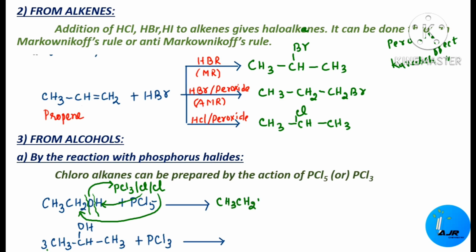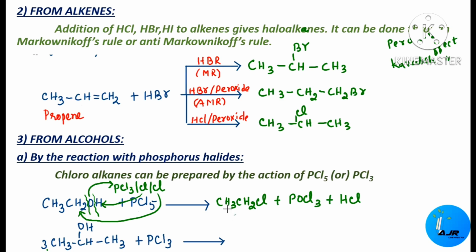plus, what's the next product students? This O is getting added up to this PCl3, is it not? So POCl3. Plus next, this Cl is getting added up to this hydrogen, is it not? So HCl. So what are we getting? Chloroethane. Is it not? The haloalkane is chloroethane.